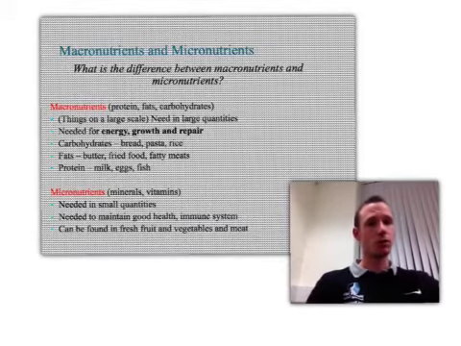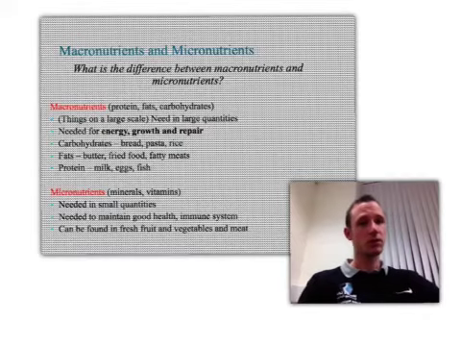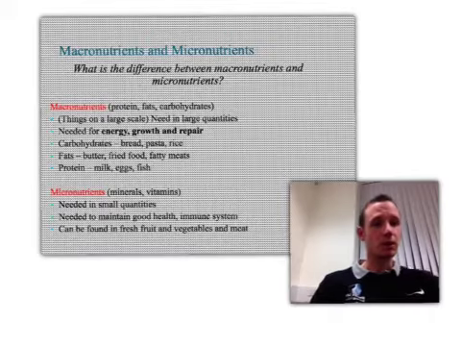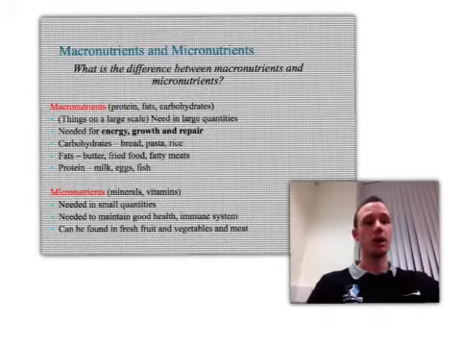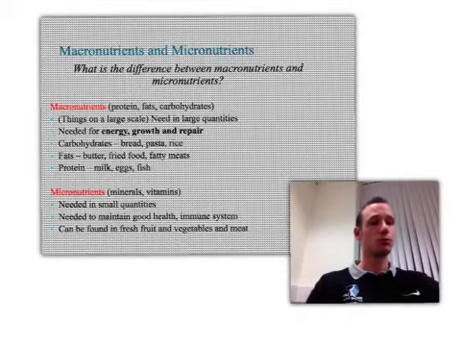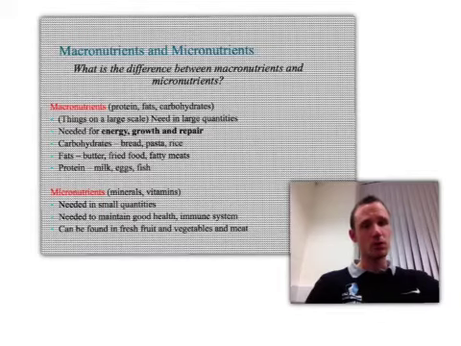Now, micronutrients are needed in small quantities, but they're still needed by the body, they're still needed in terms of a balanced diet, but they're needed in small quantities. So this consists of things such as vitamins and minerals. These are needed to maintain good health, they're needed to help us with our immune system, and they can be found in lots of varieties of different food, such as fruit and vegetables, and different types of meat as well. So that's the difference between macronutrients and micronutrients.